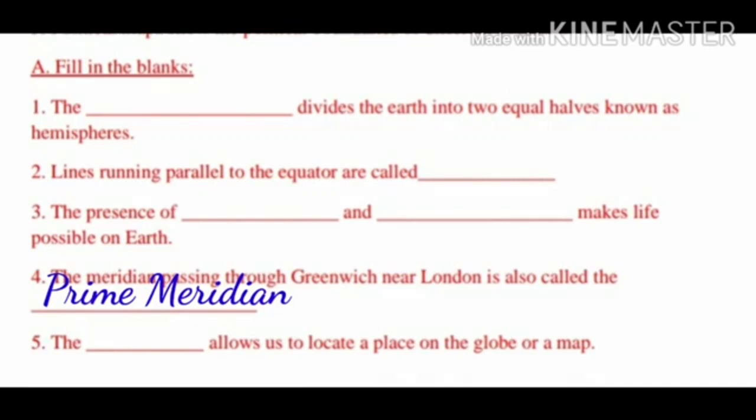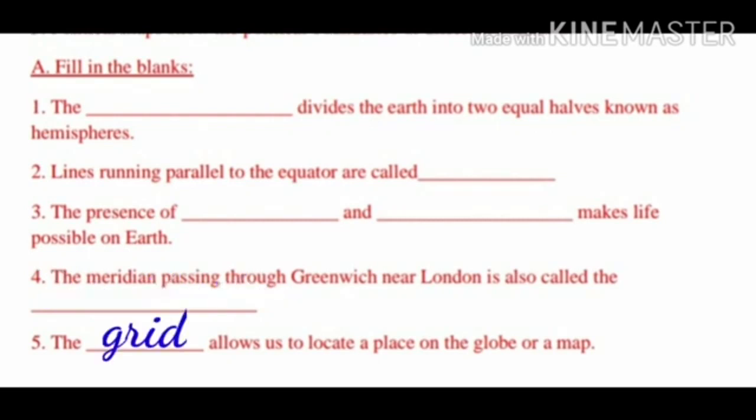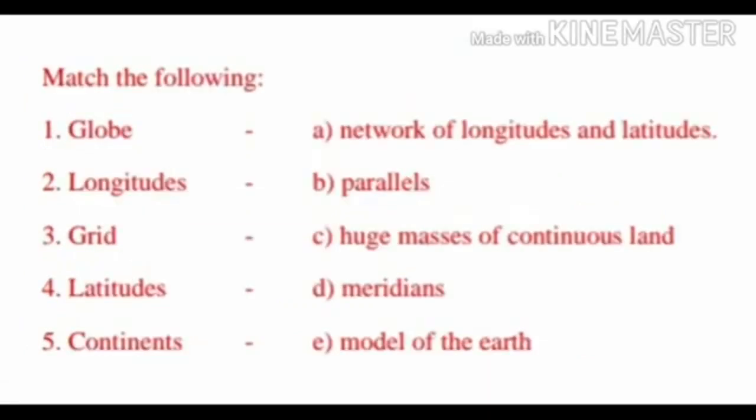Children, last question, fifth one. The dash allows us to locate a place on the globe or a map. Yes, the answer is grid. The grid allows us to locate a place on the globe or a map. Next one, match the following.